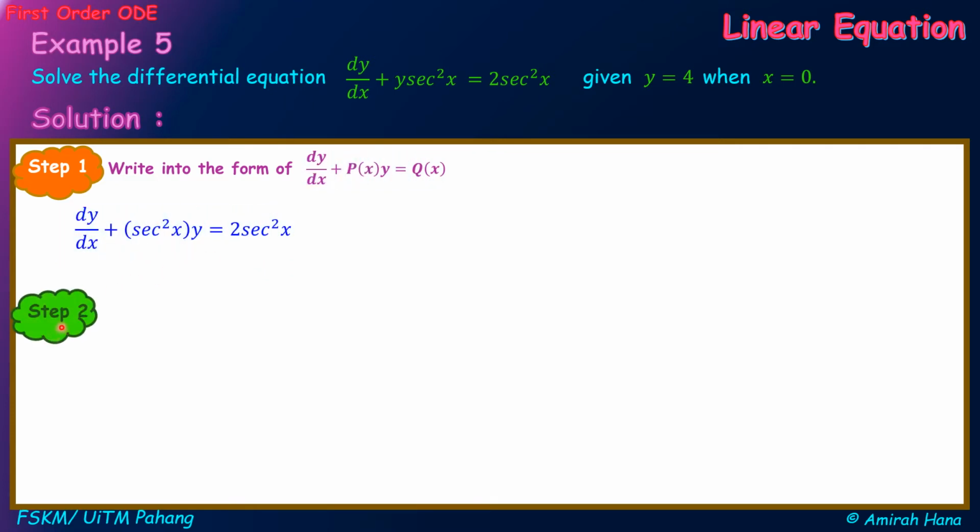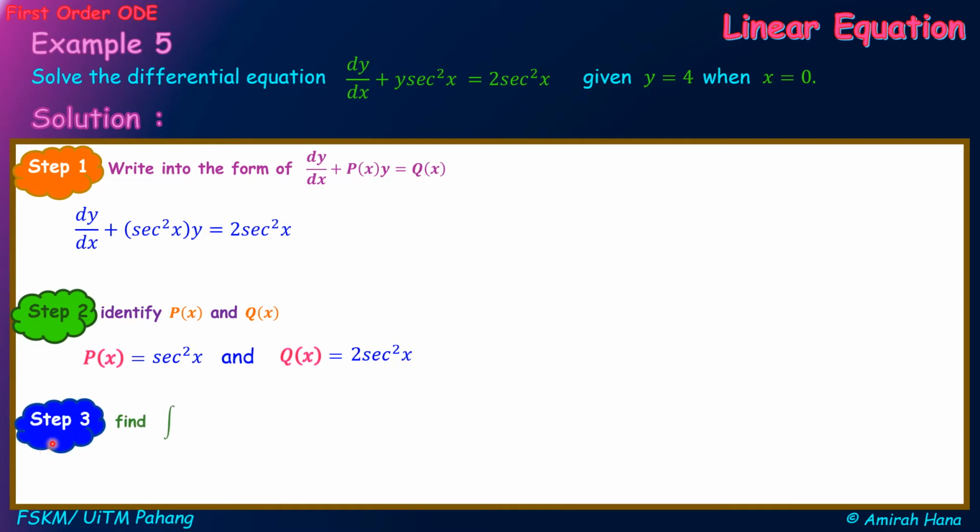Then we continue with step 2: identify P(x) and Q(x). The coefficient of dy over dx is positive 1, so we can find P(x). When we compare, P(x) equals sec squared x, and Q(x) equals 2 sec squared x.